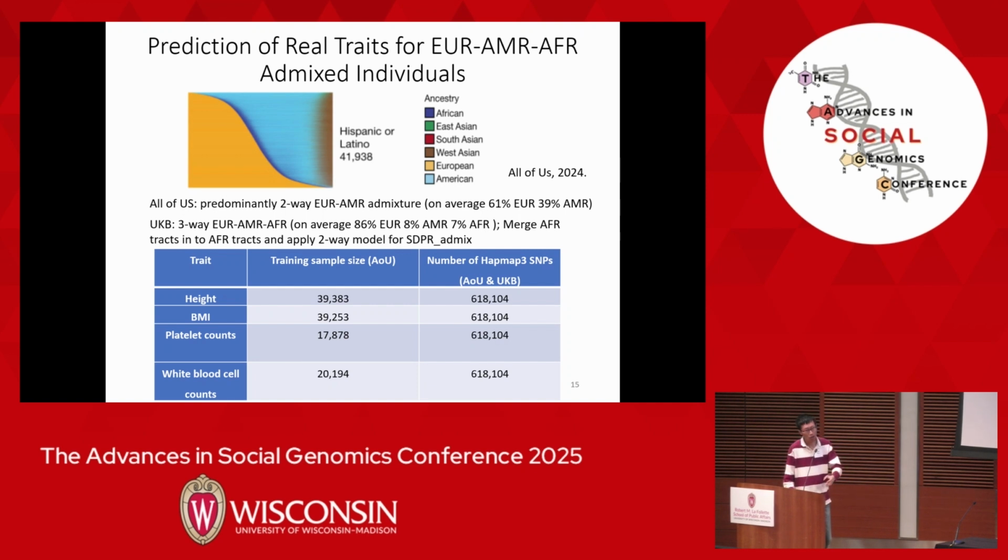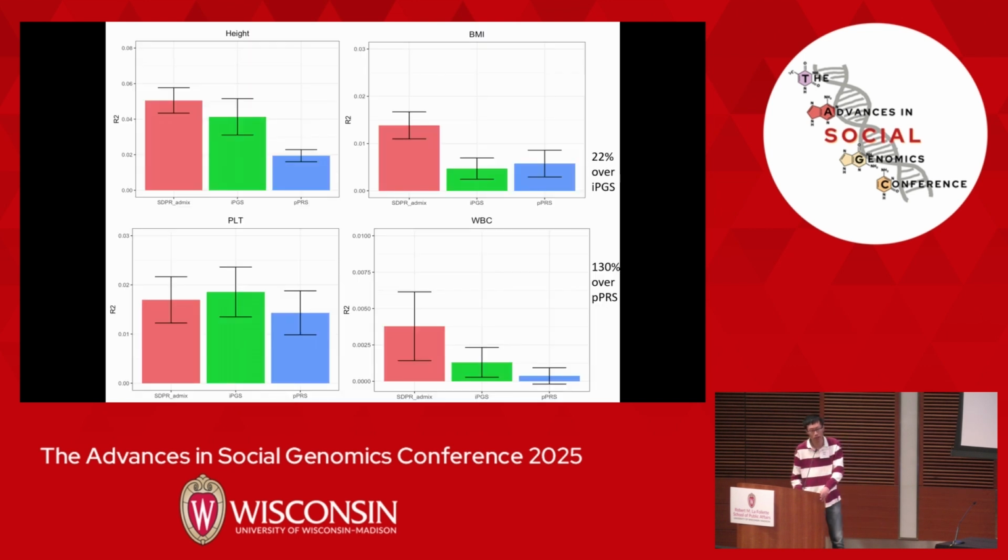And especially in All of Us, most of those Hispanic Latinos are actually two-way admixtures of the European and the Native American. But in UK Biobank, there's three-way admixture, so we just merge the African tracks into the AMR track and apply the two-way admixture model we trained on All of Us to the UK Biobank. And here's the sample size and number of SNPs we used in such a model. We can see that overall, there's a 22% improvement over the IPGS and 100% improvement over PRS when we test on the AMR individuals in UK Biobank.